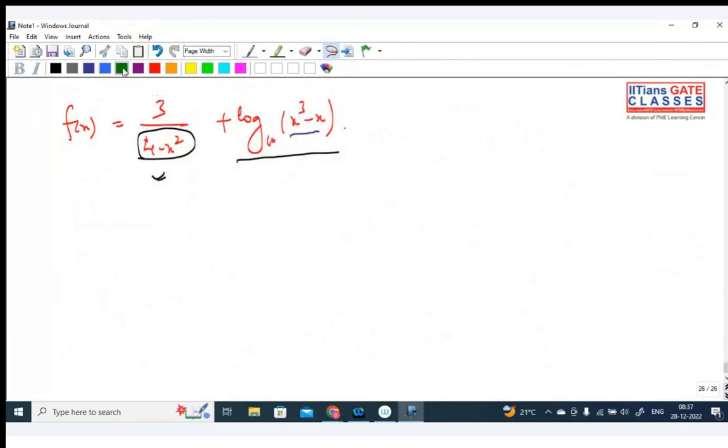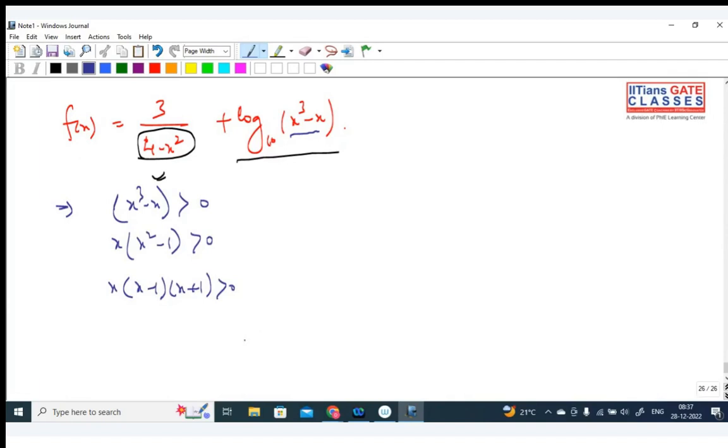So this x cube minus x, you can say that this x cube minus x should be strictly positive, which means we can take x common here. So x common, so it is x square minus 1. So this is x minus 1 and this is x plus 1. How to solve this? Baby come method.